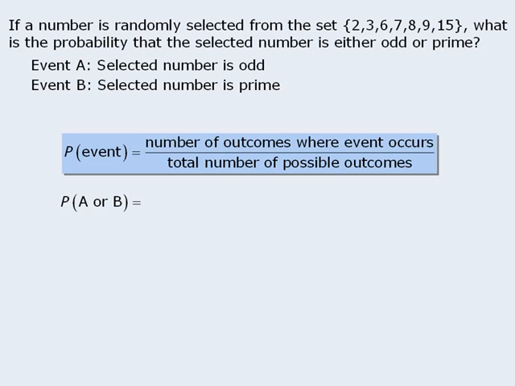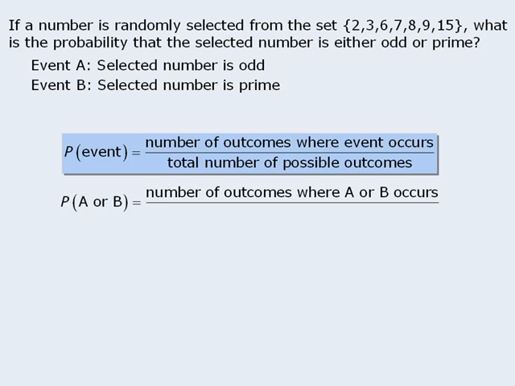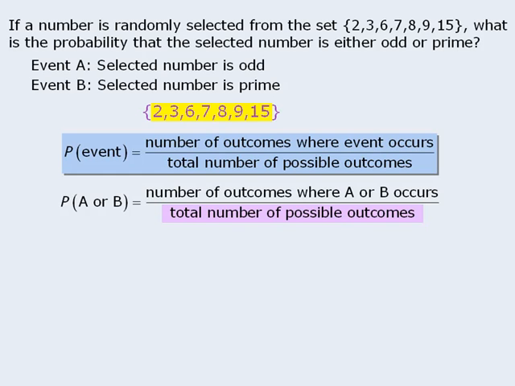When we use the probability formula, we see that we need to find the total number of outcomes where events A or B occur, and we need to find the total number of outcomes. We'll begin with the denominator. Since our set contains 7 numbers, there are 7 possible outcomes. Now the numerator. How many outcomes are either odd or prime? Well, 5 of the outcomes are either odd or prime, so the numerator is 5, which means the probability is 5/7 that the selected number will be either odd or prime.